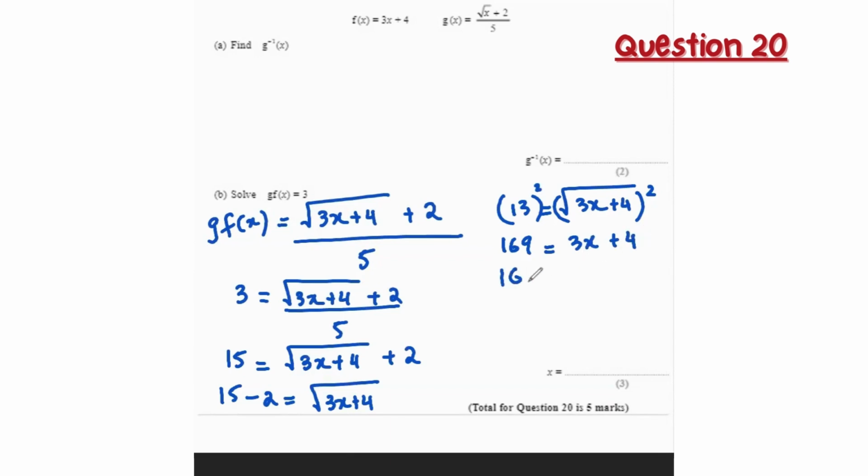Now we bring the 4 to the other side. So that's going to be 169 minus 4 equals 3x. 165 equals 3x. Divide both sides by 3. And that gives us x equals 55. That is your answer.